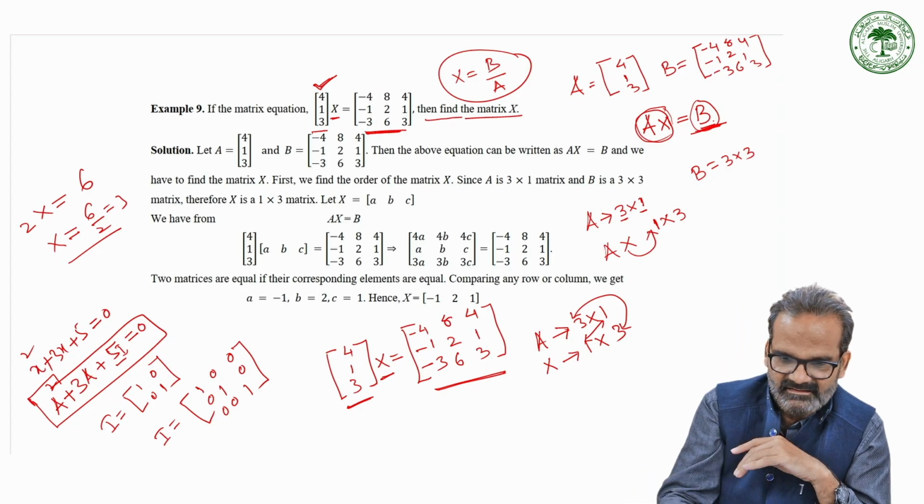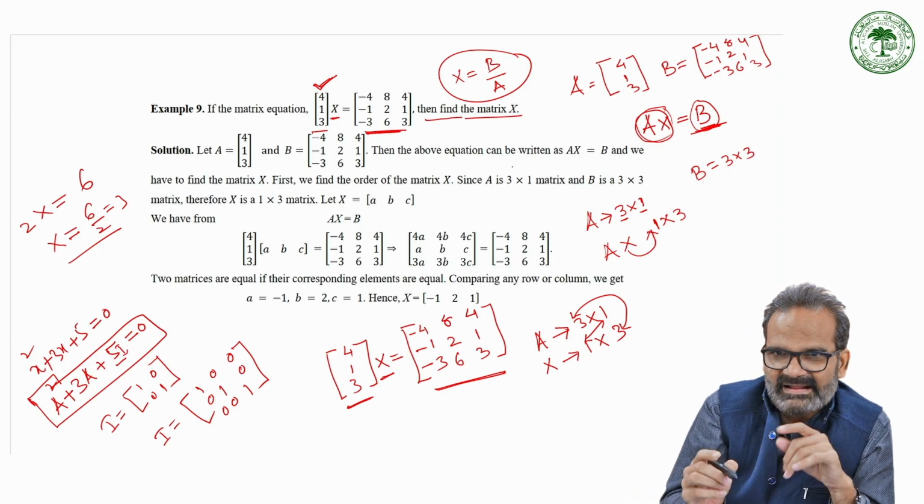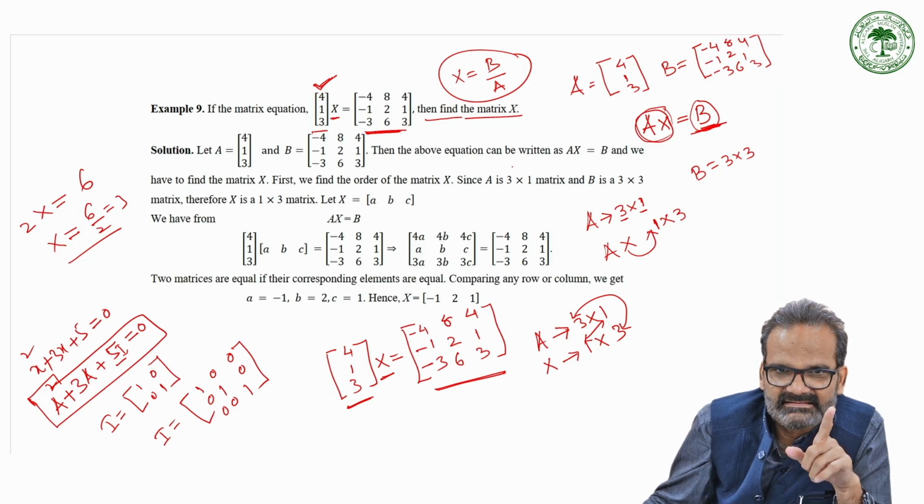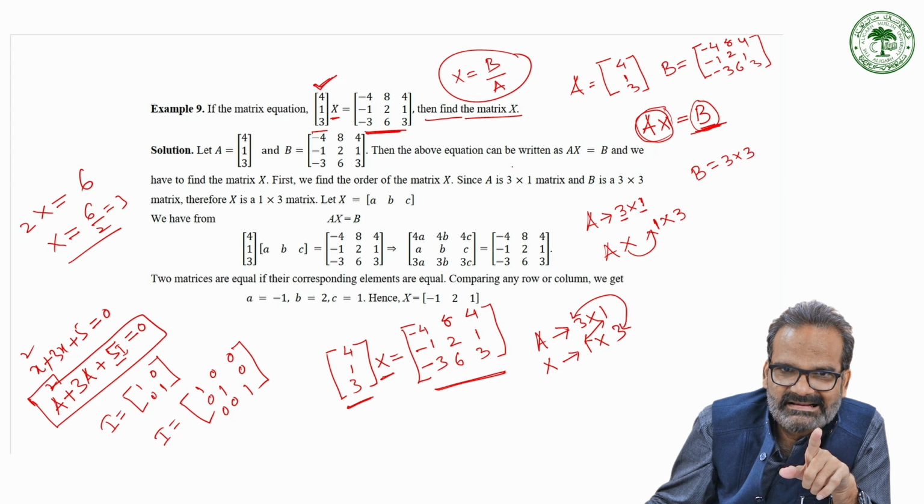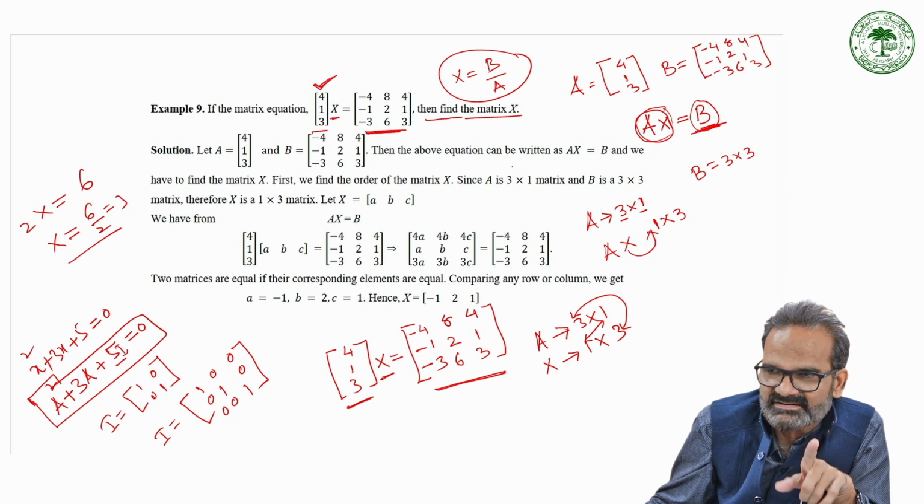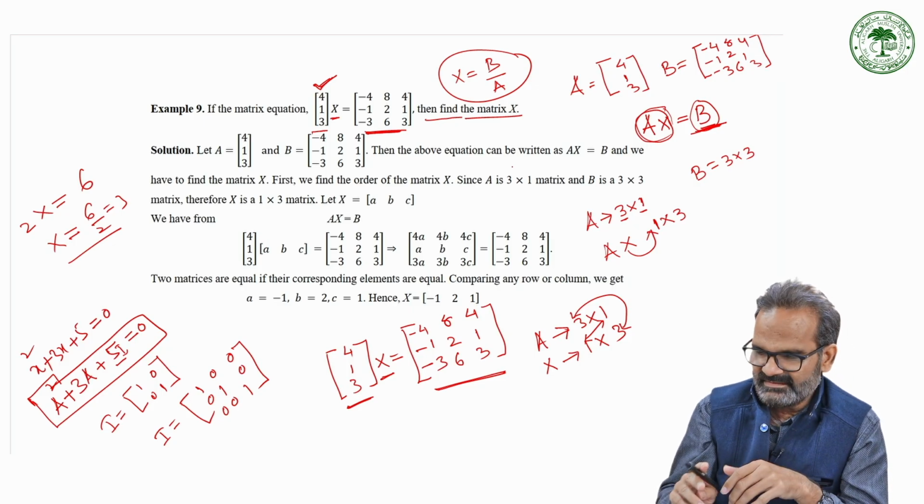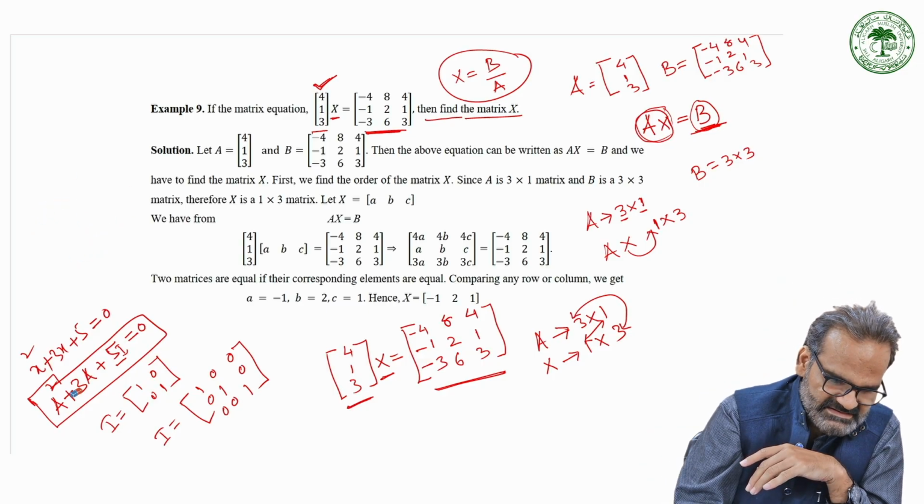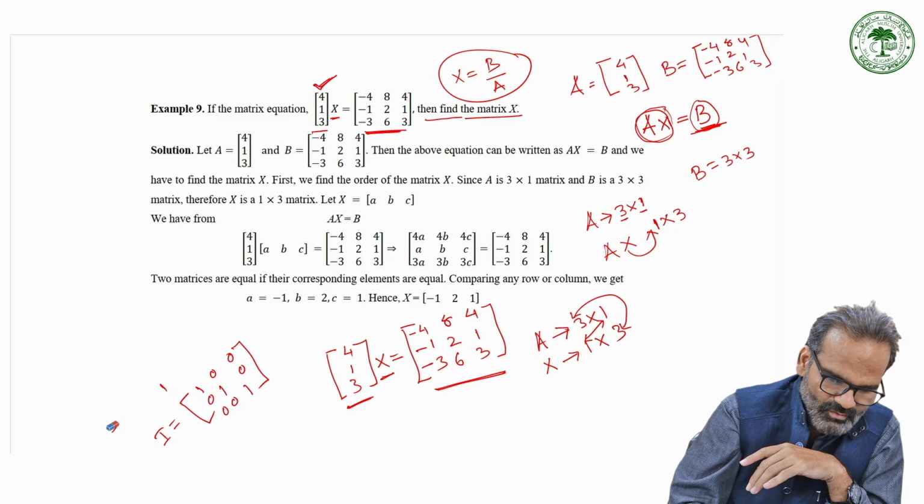Understand? See, the above equation can be written as AX equals B, and we have to find the matrix X. First, we find the order of the matrix X. Since A is a 3 by 1 matrix and B is a 3 by 3 matrix, therefore X is a matrix of order 1 by 3. So X must contain 1 row and 3 columns. This you can understand by the concept of the order of a matrix under which two matrices are being multiplied. So X must contain 1 row and 3 columns.